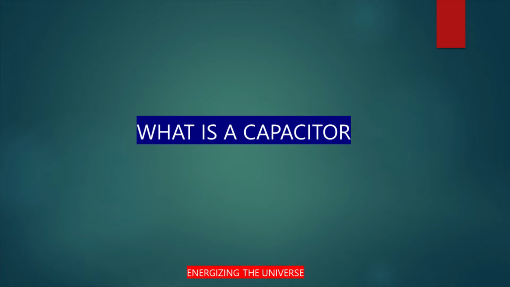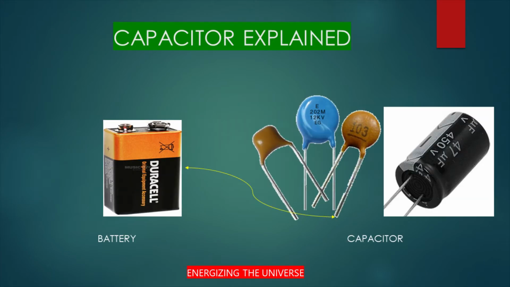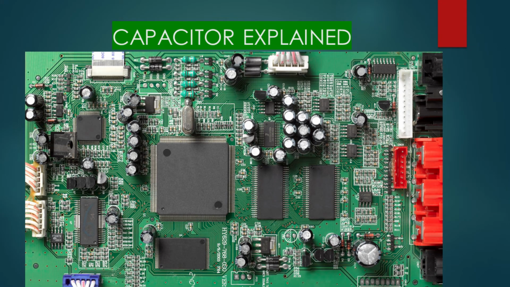So what is a capacitor? A capacitor stores electrical charge. It's a little bit like a battery, except it stores energy in a different way. It can't store as much energy as a battery, although it can charge and release its energy much faster. This is very useful, and that's why you will find capacitors used in almost every circuit board.